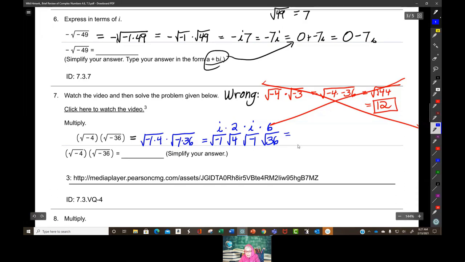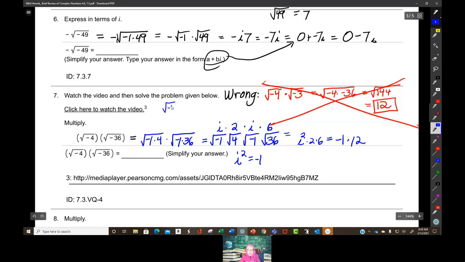So this is going to be i times i, which is i squared, times 2 times 6, which is, and you have to memorize this, negative 1 times 12. You're going to fall into this all the time. i squared equals negative 1. And in a minute, I'm going to show you some things you have to memorize, like with flashcards. You have to memorize all 5 of them. But i squared is negative 1, and it really makes sense.